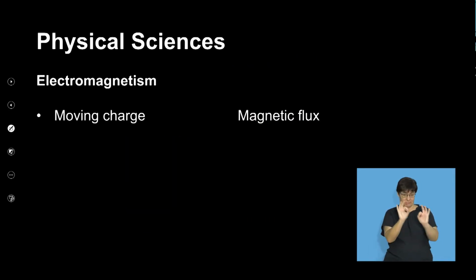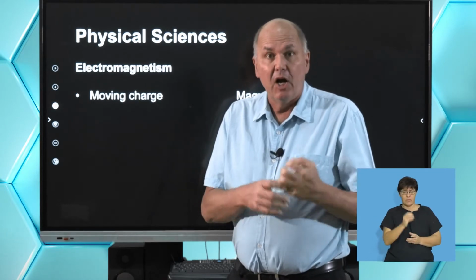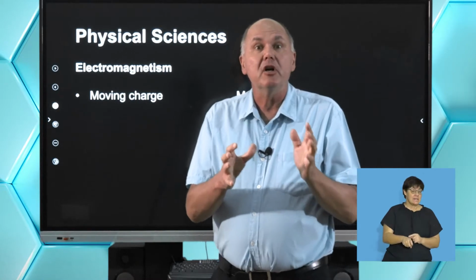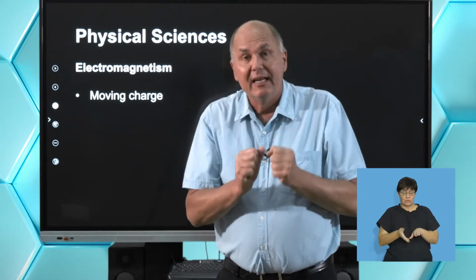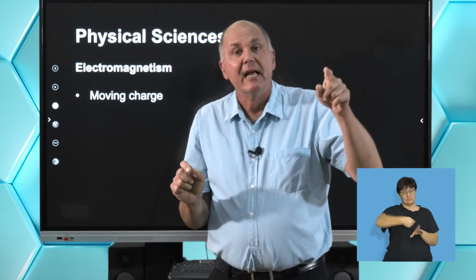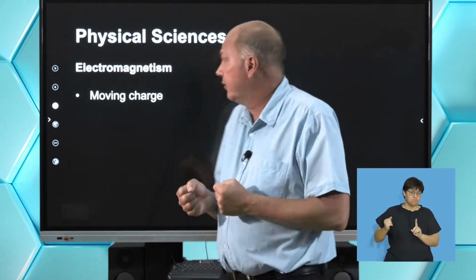Just to remind us in terms of how we get magnetic flux. We've used the example of a bar magnet, but it doesn't have to be a bar magnet. It could be a conductor that has got charges that are moving in it. In other words, a conductor that has a potential difference across the ends, and there are free moving charges, or a current that is passing through that conductor.